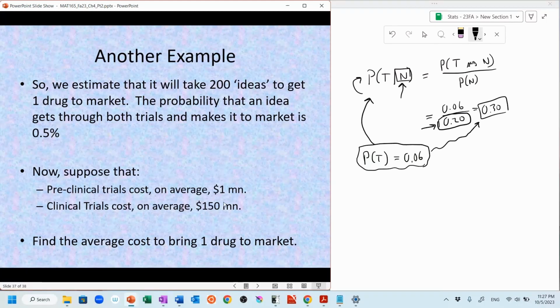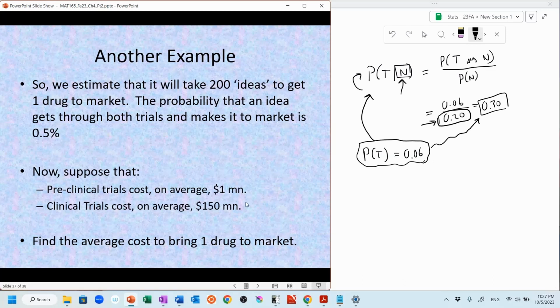And let's suppose that clinical trials cost on average $150 million. Again, a clinical trial is going to enroll hundreds or thousands of patients. They're going to have cooperation between lots of large health systems. There's tons of research, tons of production. Clinical trials are extremely expensive. So under these assumptions here, what's the cost to bring one drug to market on average?